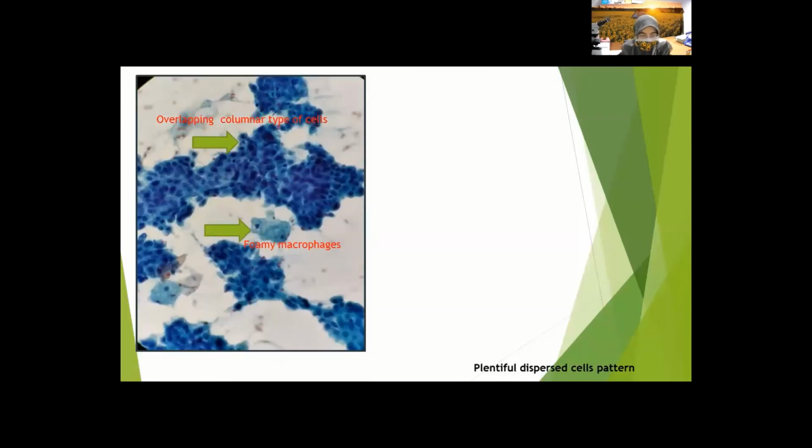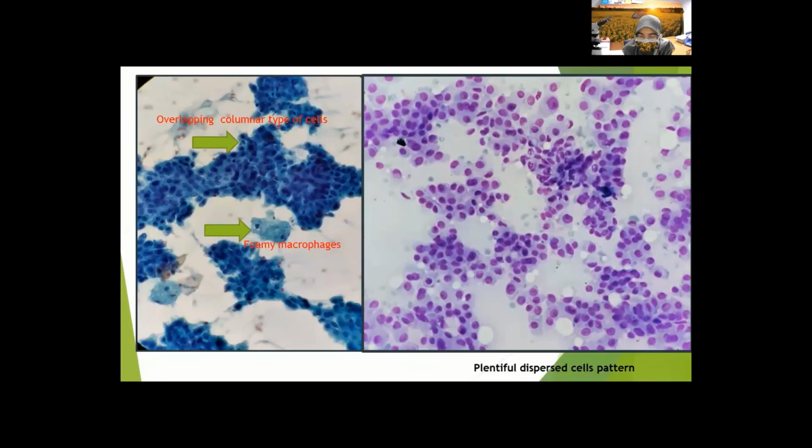Okay, you can see this other group of clusters. The cells are more columnar, but mild to moderate pleomorphism can be appreciated in these clusters, as well as a background of foamy macrophages. On higher power view, we see the plentiful dispersed cell pattern. The cells are moderately pleomorphic. Some of the cells are bland looking, with round to oval nuclei, and some show very minute nucleoli.